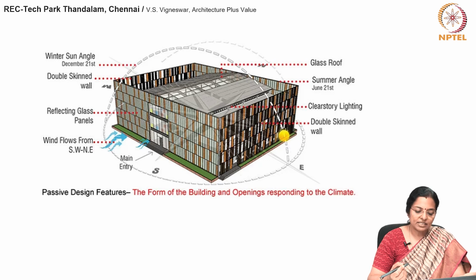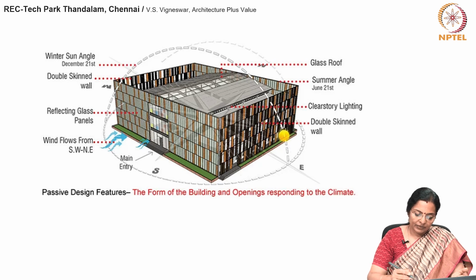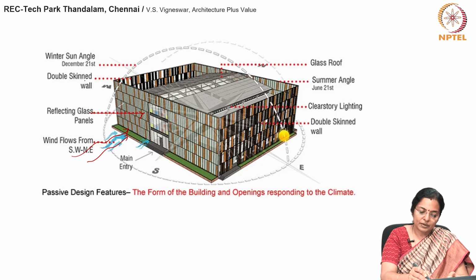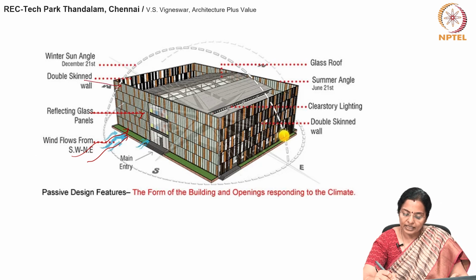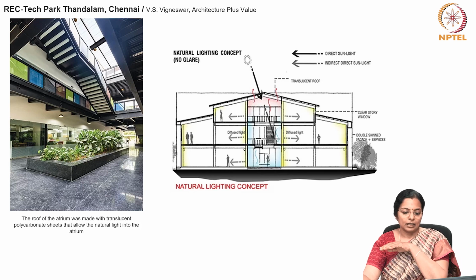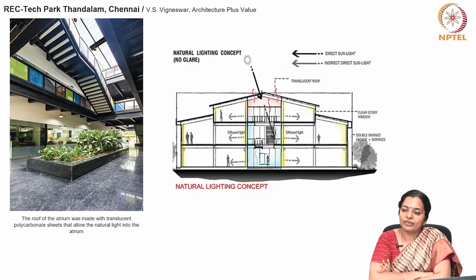Some of the passive features used are a thorough analysis of the climate, wind flows from southwest, northeast, reflecting glass and panels were used, double skinned wall has been used, clear story lighting has been used here along with the double skinned wall. With an understanding of the climate, this building was designed in a climate friendly manner. Each side of the building is designed to respond to climate and solar orientation.